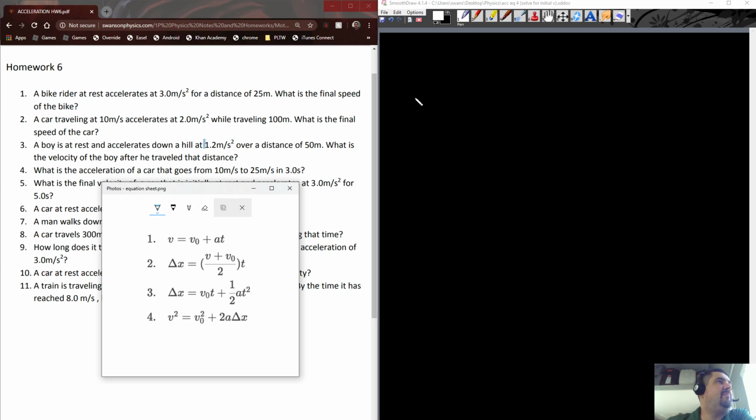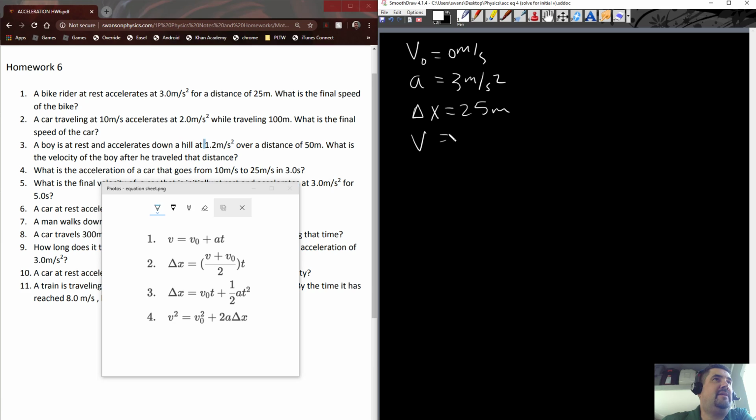So, number one, a bike rider is at rest. So we know its initial speed is 0 meters per second, and it accelerates at 3 meters per second squared. And for a distance, we got a position of 25 meters. What is the final speed of the bike? So they want to know this. And the equation for that would be, it's got the distance but no time, right? So it has to be this one. All the other ones have time in them. So number one is 4.